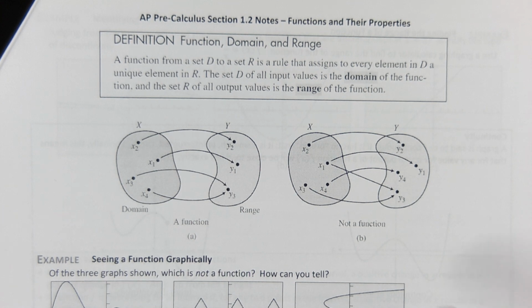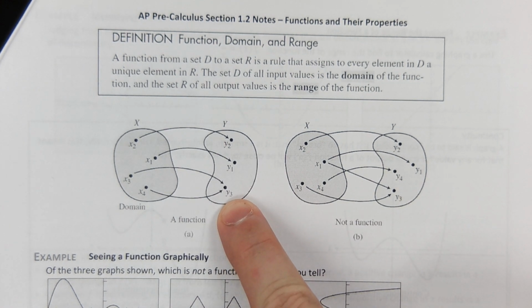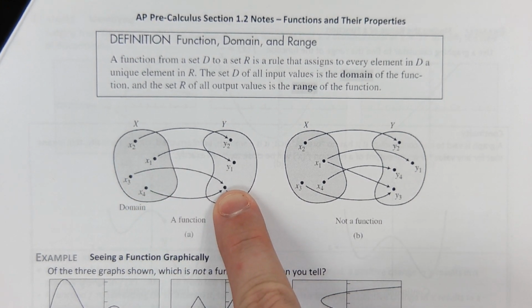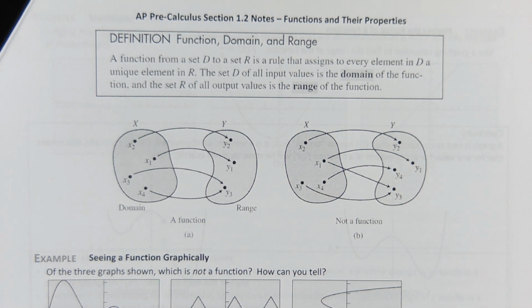But Mr. M, what's up with this y3 having 2 different arrows point to it? That is like 1 plus 7 and 5 plus 3. 2 different inputs, but they give me the same output. Whatever, that doesn't matter. That function's still working. That calculator is not broken. Make sense? You can only have one output per input.